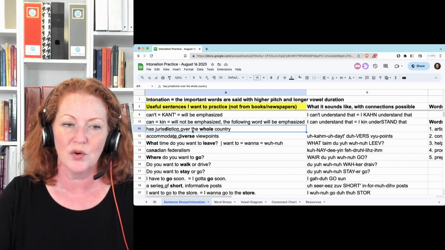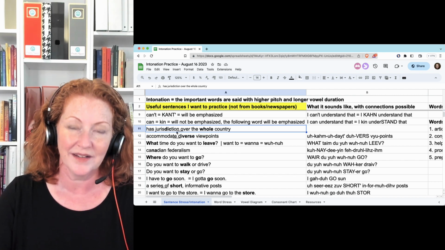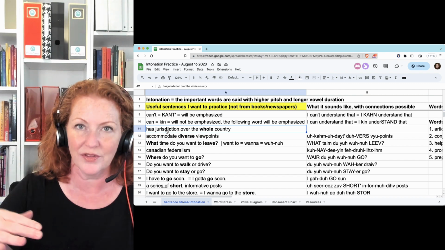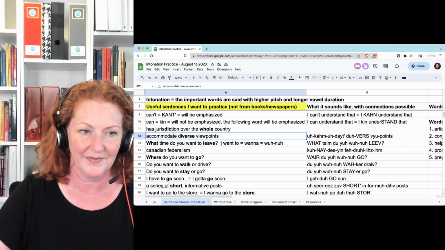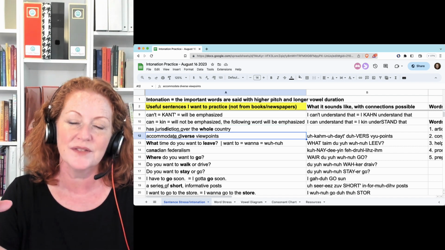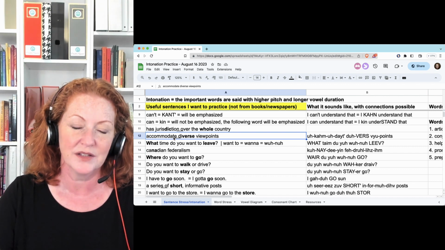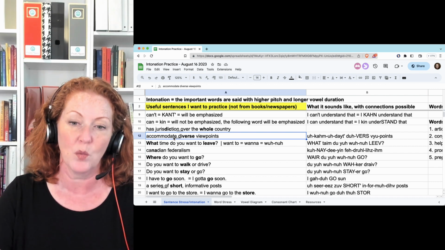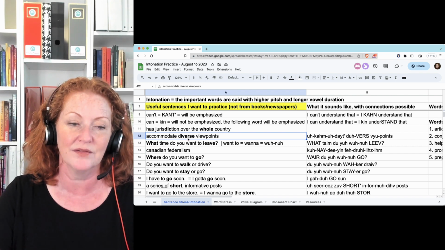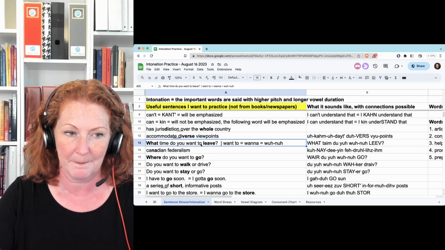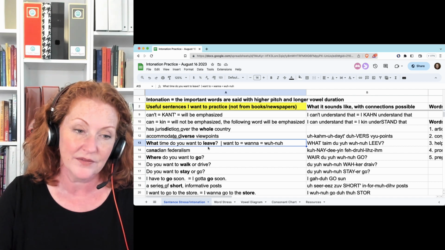Has jurisdiction over the whole country. There's only one connection. Has jurisdiction over the whole country. Accommodate diverse viewpoints. So this T will change to a D. So instead of making two Ds, just make one D. Accommodate diverse viewpoints.